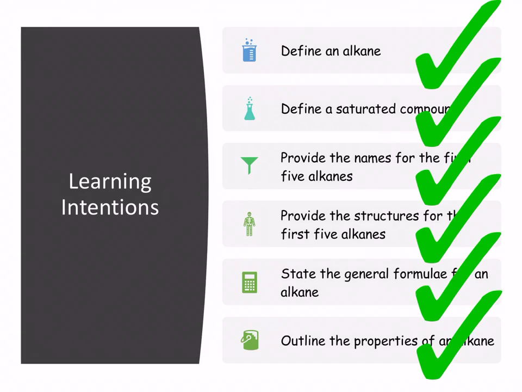The general formula is CnH2n plus 2, where n in this case is the number of carbons. And then talk about the properties. Very similar. In this case, remember your properties are they dissolve in non-polar substances, and as the carbon chain increases, the boiling point increases due to the fact that it needs to overcome the van der Waals forces between them.